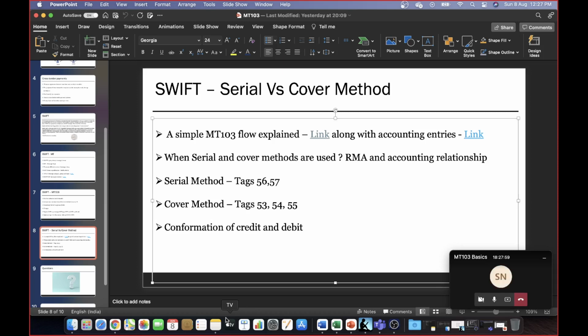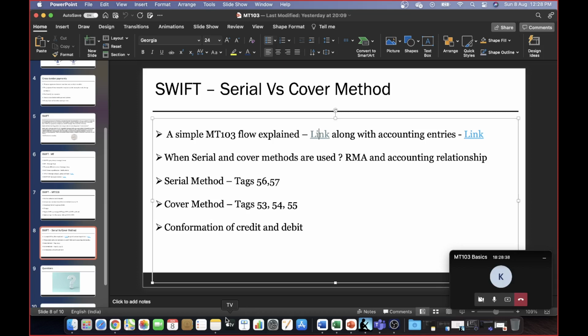Santosh, one question. Only one query. With regard to the cover and serial payment, only the RMA is the deciding factor. Accounting relationship is the deciding factor. If you need to send a payment to a bank, you need to have RMA. If you don't have an accounting relationship, or if you didn't have the RMA also, we can send the announcement message, right? No, we cannot. How will the bank decide whether it is a serial payment or cover payment? Is it only that, or are there other factors?